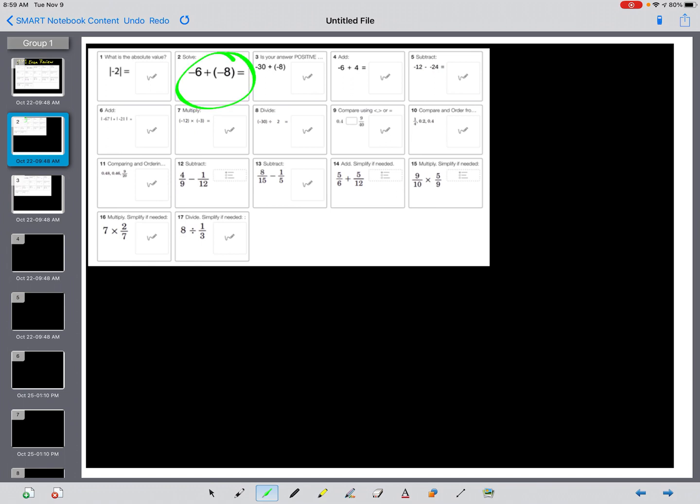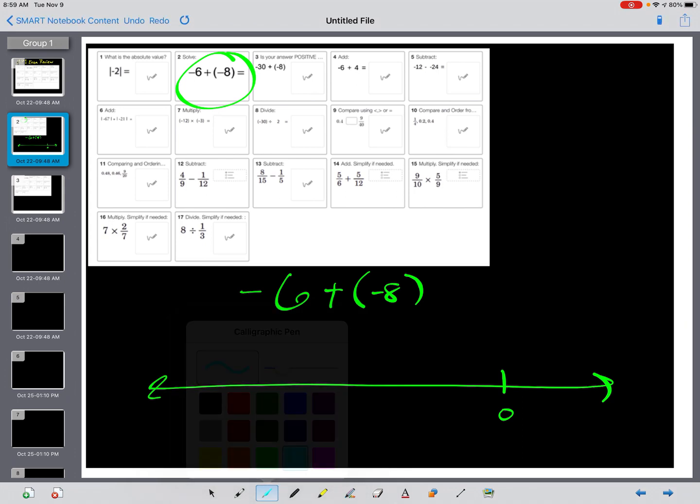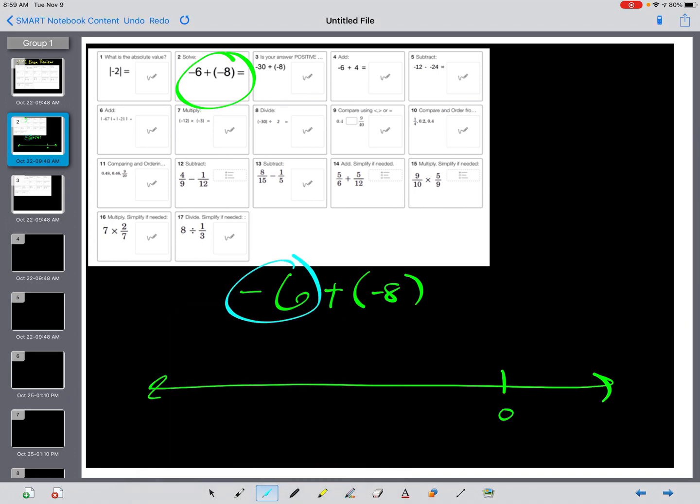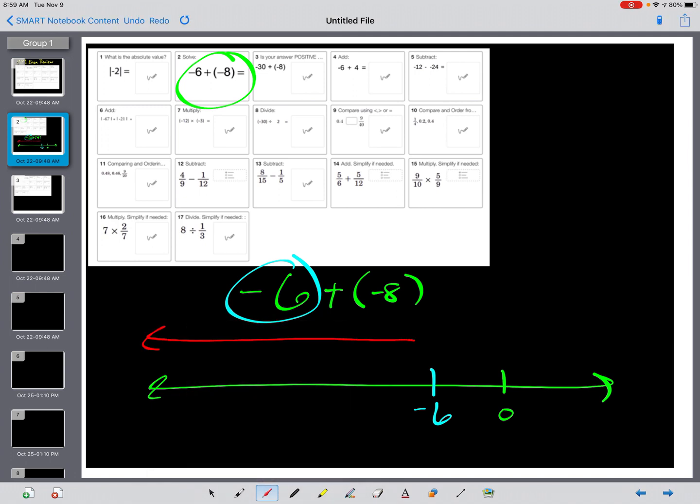Right here, solve -6 plus -8. And let's write that down like so. So imagine a number line. This is how I teach my students. We're starting out with -6. So you have to imagine that you're starting at -6 on the number line. And since we're adding another negative, we're going to move further back on the number line, further to the left. So we would count 8 spaces to the left.